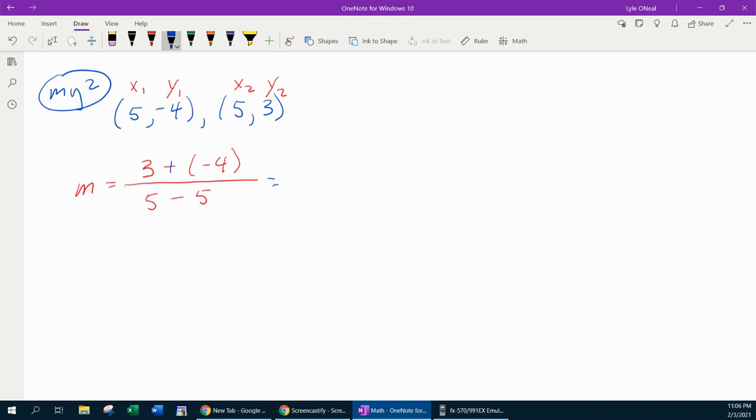Okay, again, two negatives make a positive. 4 plus 3 is 7. But this time in the denominator, 5 minus 5 is 0. OMG, what happens when the denominator is 0? Well, it turns out division by 0 is undefined. Anytime you end up with a 0 in the denominator, that slope is going to be undefined.